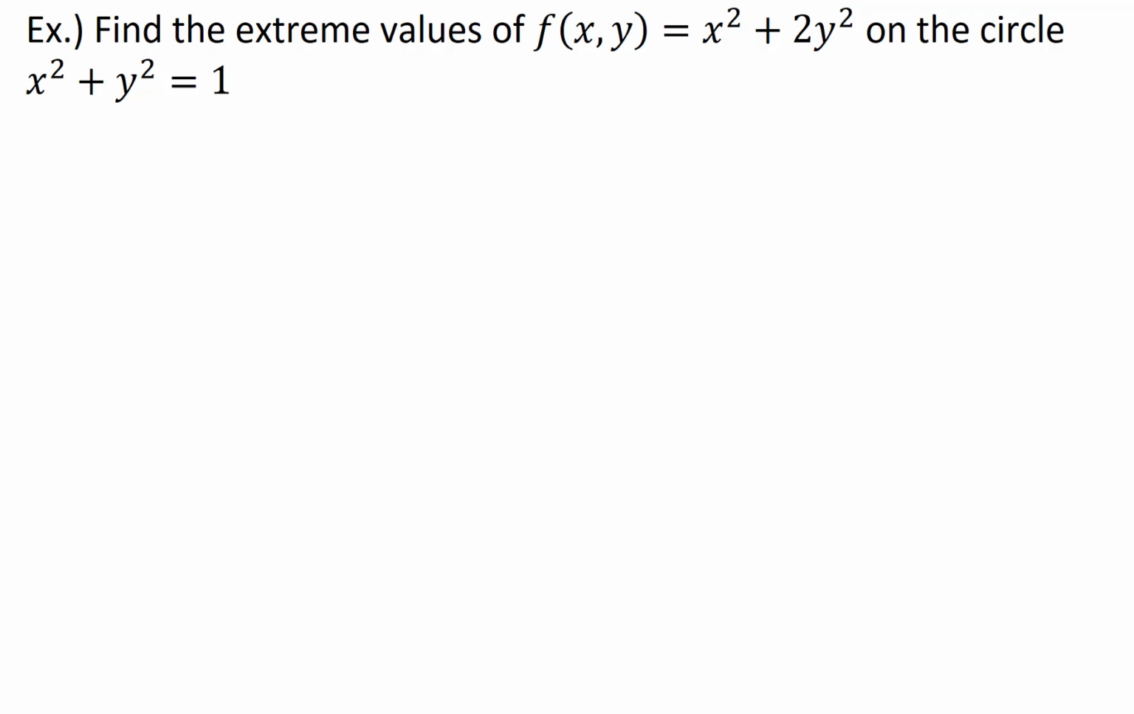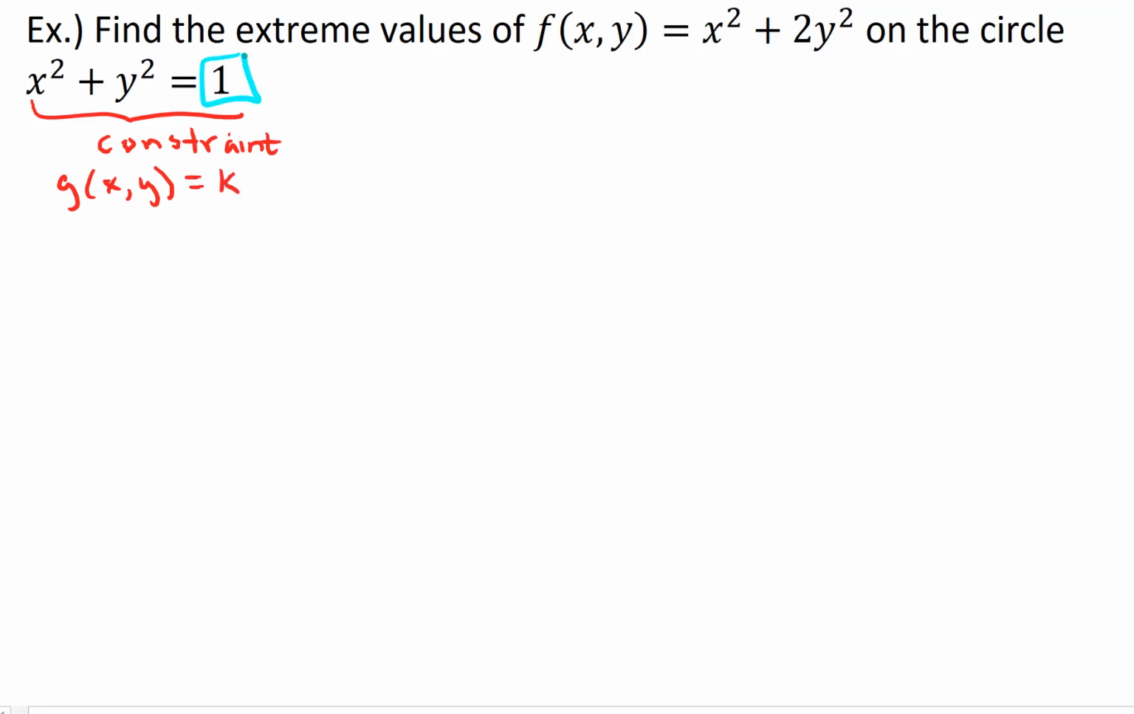Okay, so before we get started with this problem, I want to identify that our constraint is given right here. So this is our constraint. And this is given to us in the form g of xy equals k. So on the right-hand side, we have k equals 1, and on the left-hand side, we have our function g of xy, which is x squared plus y squared.